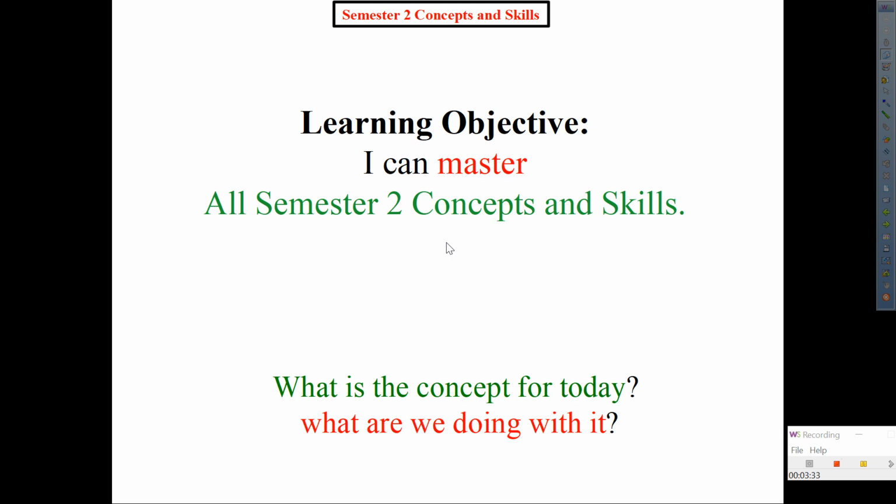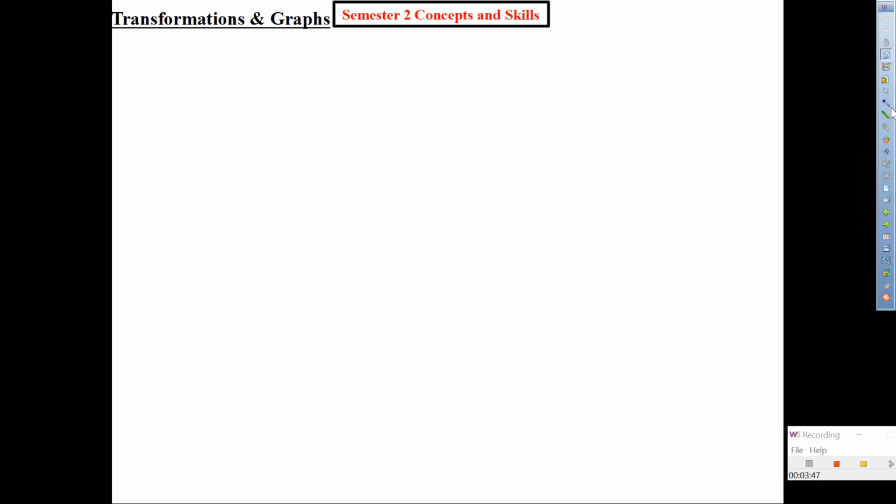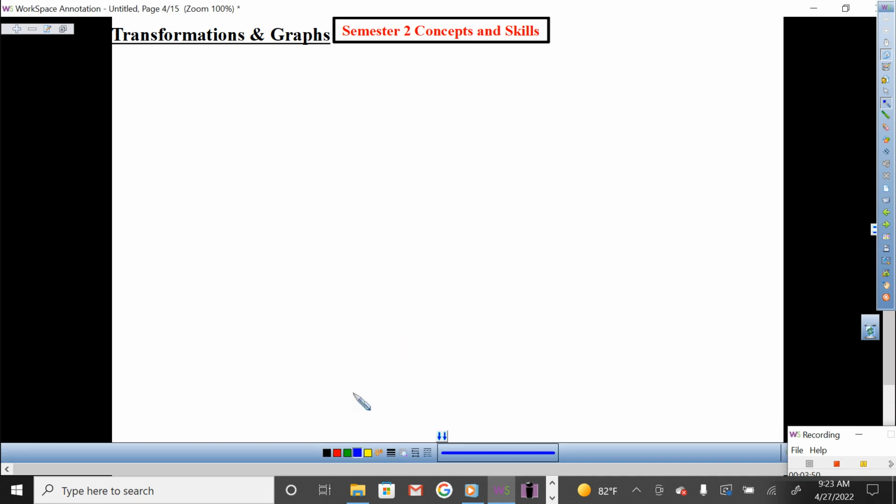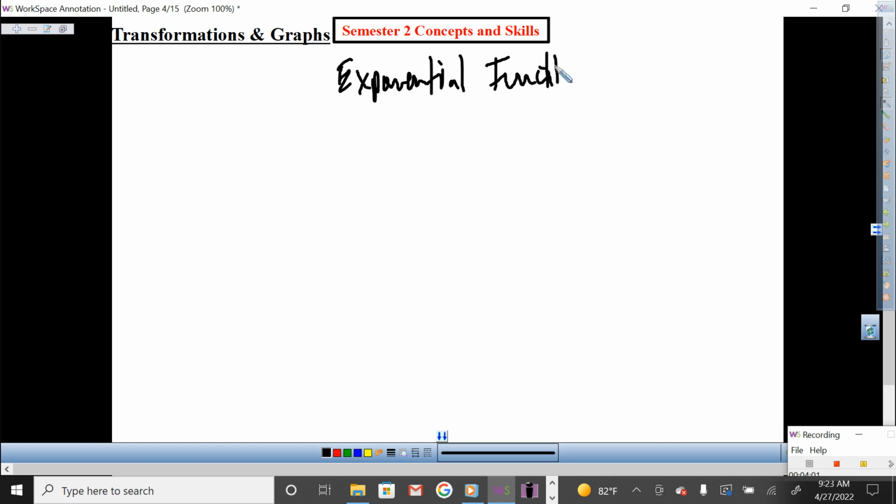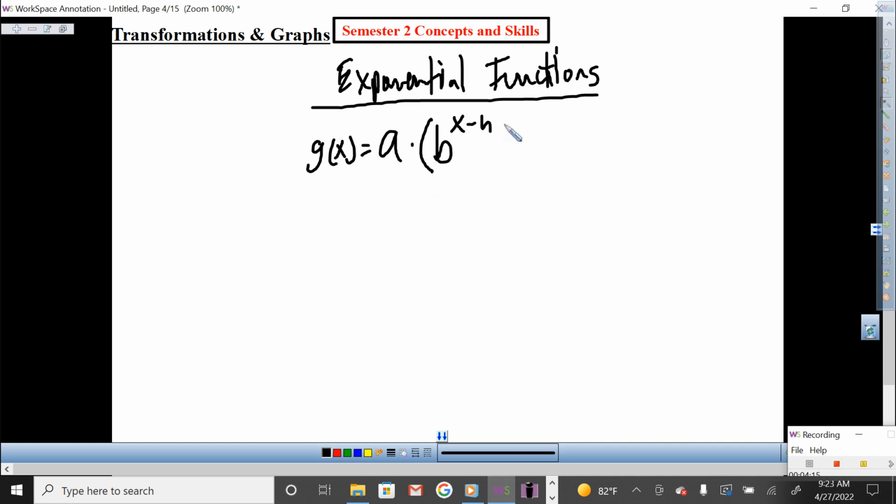Yesterday we finished off the section on rational functions. Right after that, throughout the year, I remember we got to the next section, which was your favorite, exponentials and logs. So let's start with exponential functions. Exponential functions look like this: g of x equals a times b to the x minus h, close parentheses, plus k.